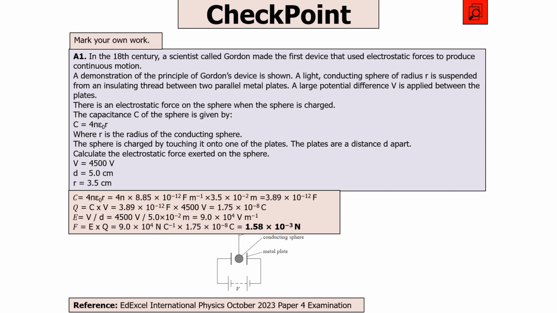We can then say Q equals CV, so therefore we can work out Q. We've just worked out C. We know V is 4,500 volts, so you get 1.75 times 10 to the minus 8 coulombs. We then know from the electrical fields module that a capacitor is a uniform electrical field, so its uniform electrical field strength is V over d. Pop in those values. We know d to be 5 times 10 to the minus 2 meters, so it's 9 times 10 to the 4 volts per meter, and therefore F equals E times Q. That is the electrostatic force equation. So you pop in those values and you get 1.58 times 10 to the minus 3 newtons.